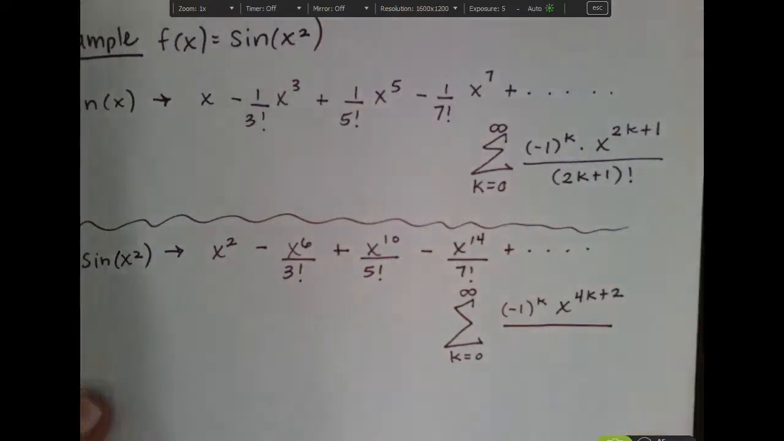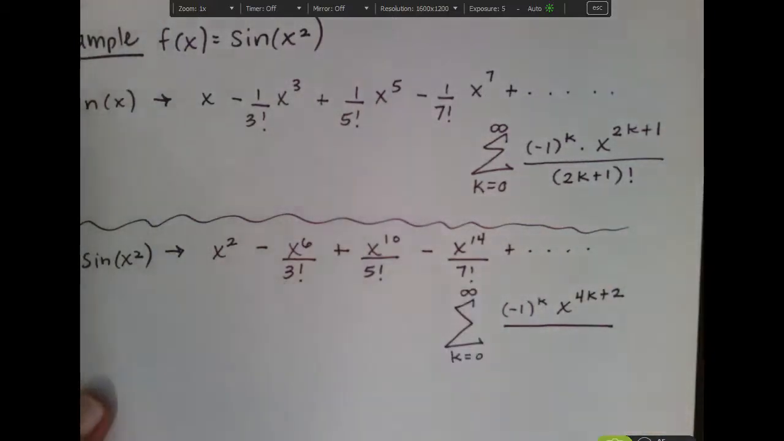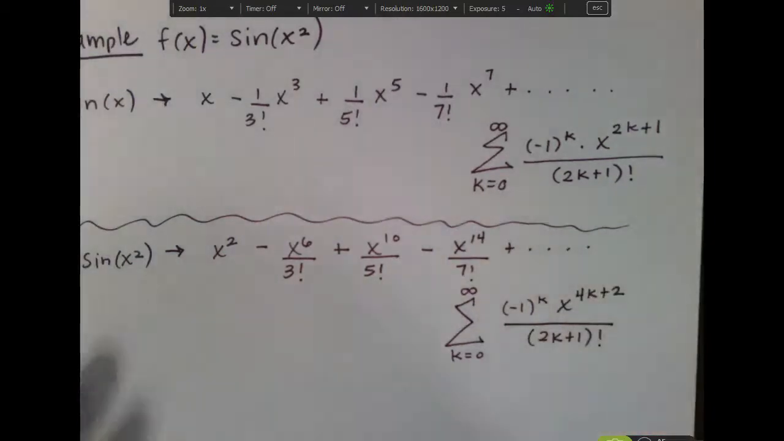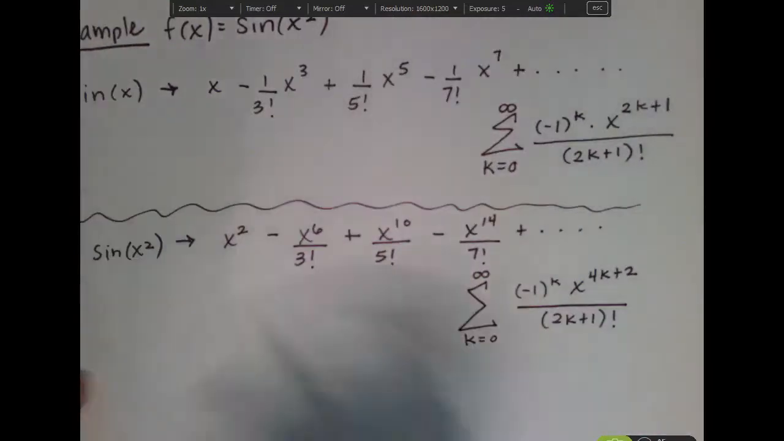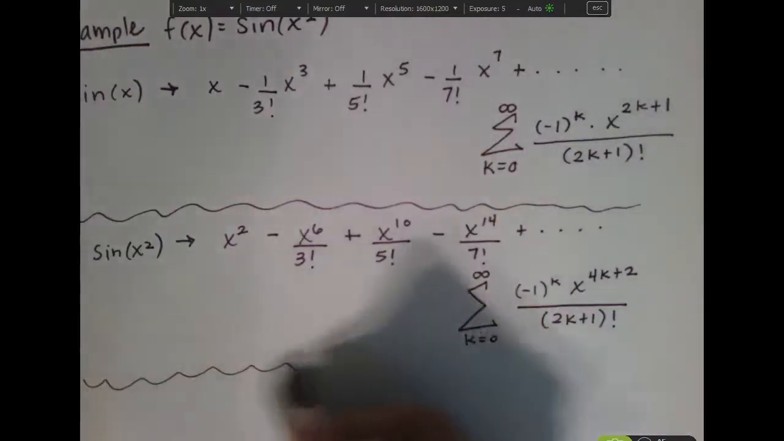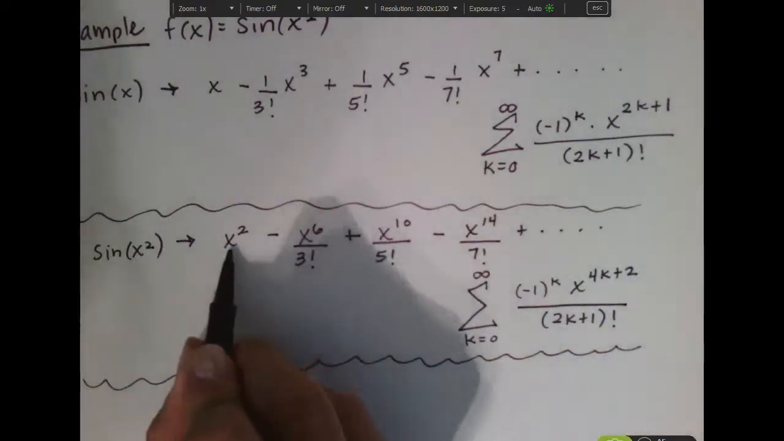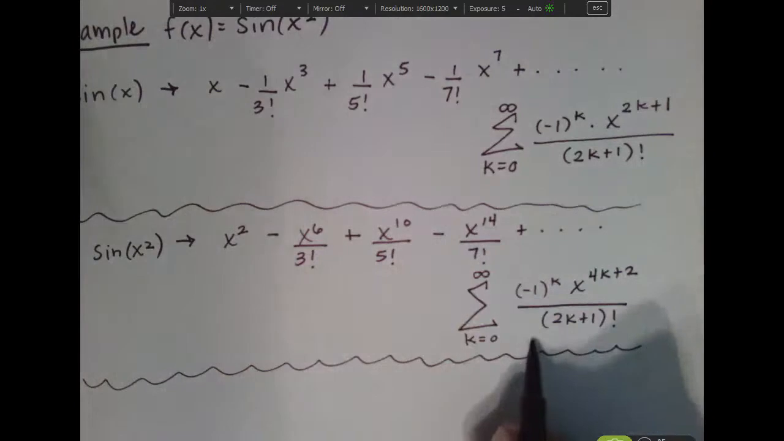And then in the denominator, you'll see that our factorial constants here haven't changed, so that will still be 2k plus 1 factorial. So here we have a representation of the sine of x squared given its Maclaurin polynomial and the power series that represents that.